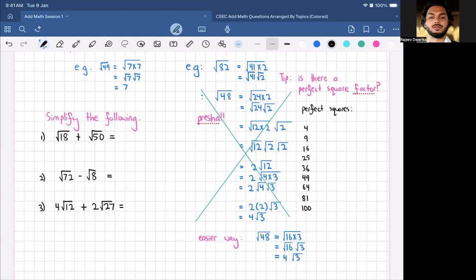Right. So as soon as you all are done copying down the notes, I'd like you all to attempt 1, 2, and 3 and send me the working via WhatsApp.